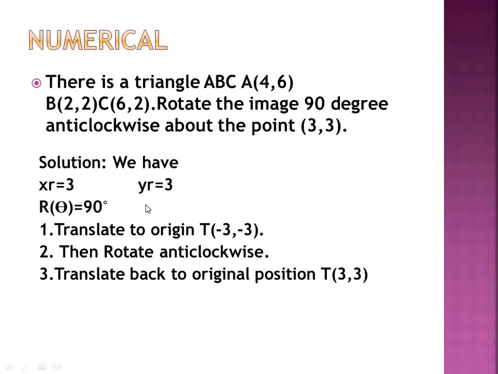And the rotation angle theta is given as 90 degrees, so we will first translate the object to the origin. For that we will apply the translation matrix with the factors minus xr, minus yr. So here it is minus 3 comma minus 3. Then we will rotate the triangle anti-clockwise by 90 degrees. Then we will translate it back to the original position with the factors tx, ty as 3, 3.